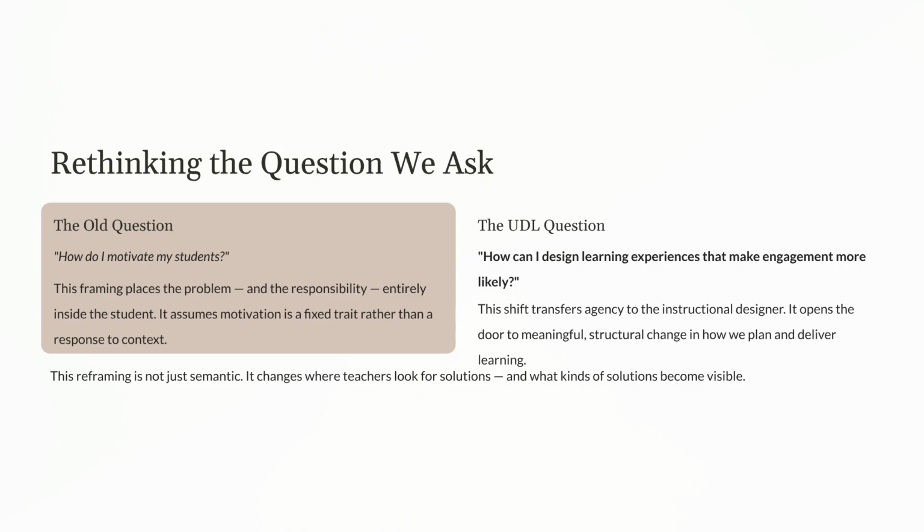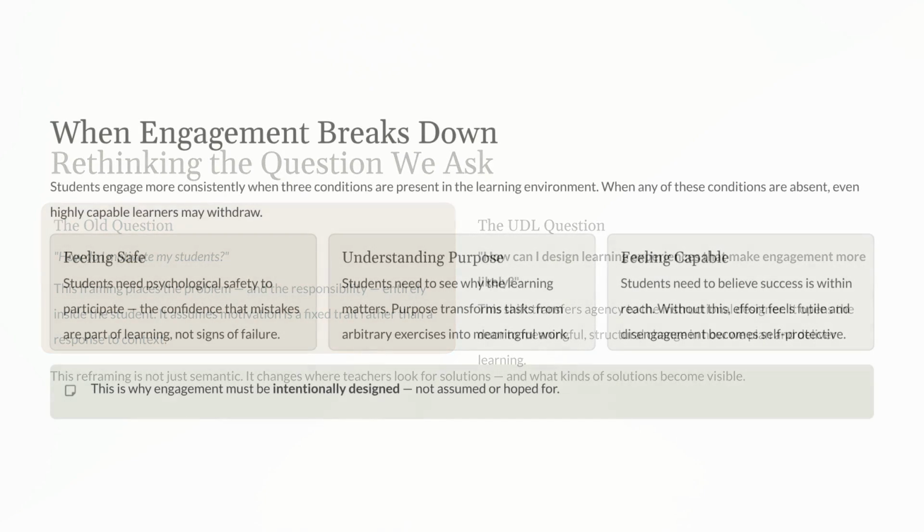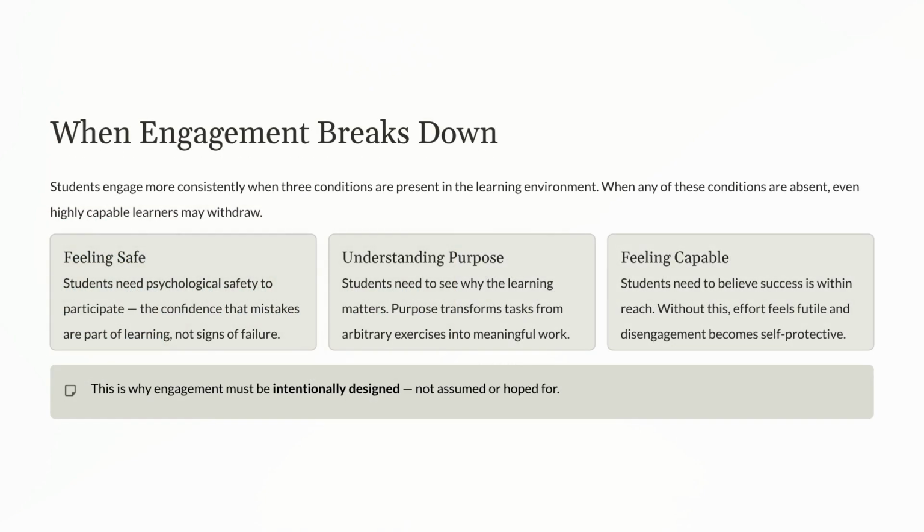This reframing is not just semantic. It changes where teachers look for solutions and what kinds of solutions become visible. When engagement breaks down, students engage more consistently when 3 conditions are present in the learning environment. When any of these conditions are absent, even highly capable learners may withdraw.